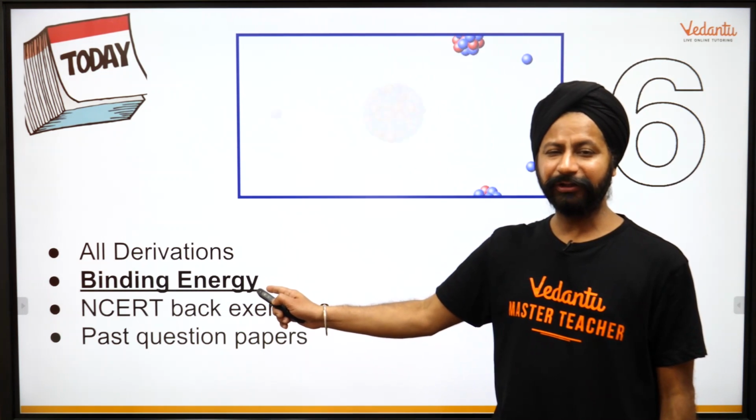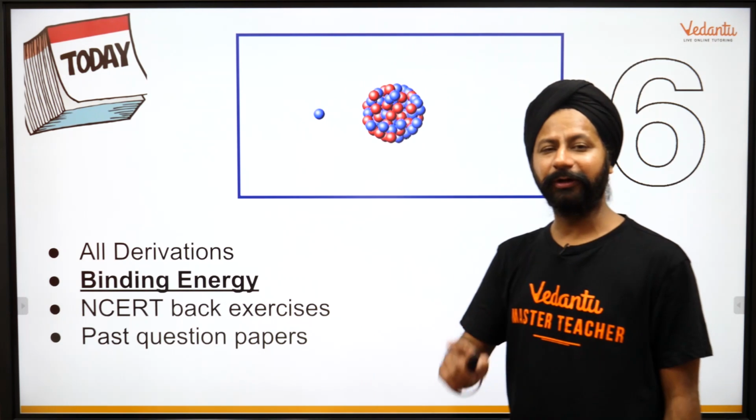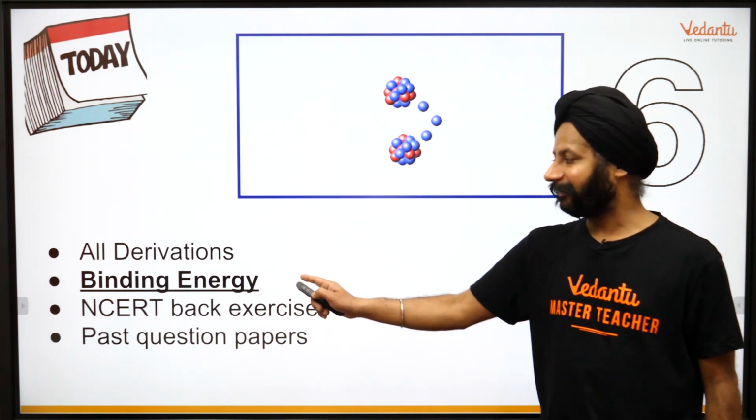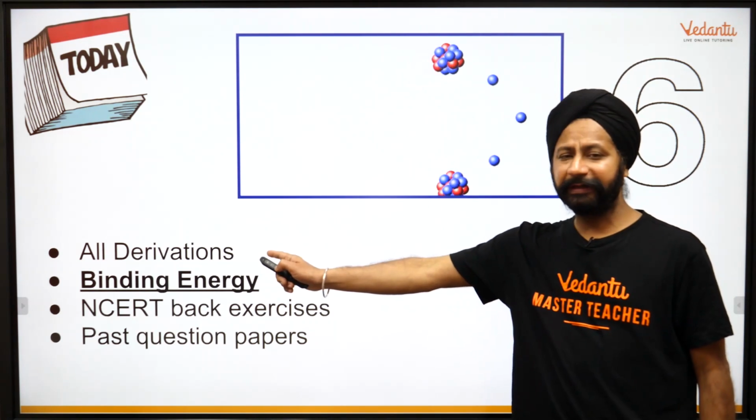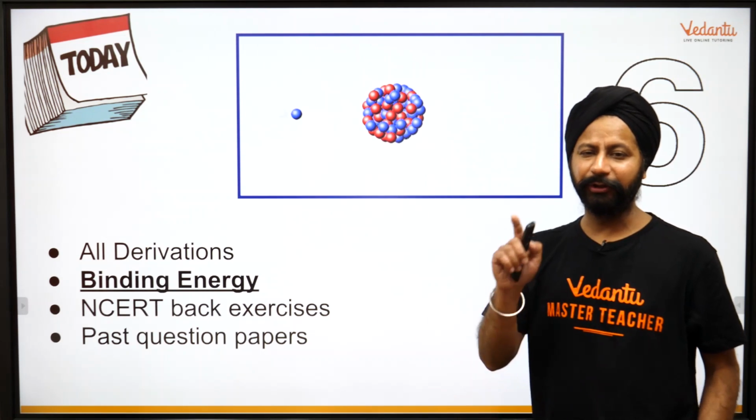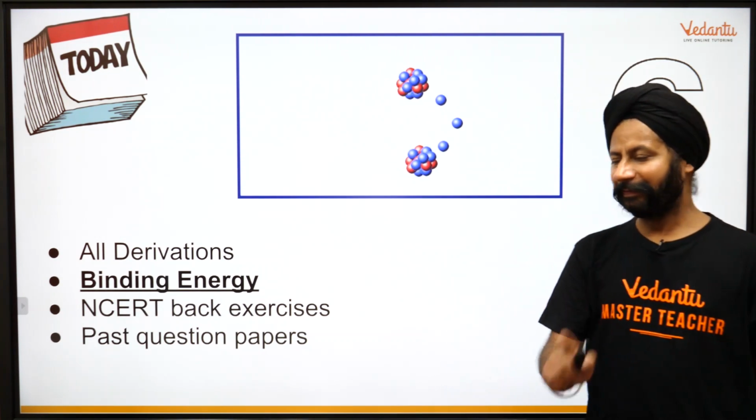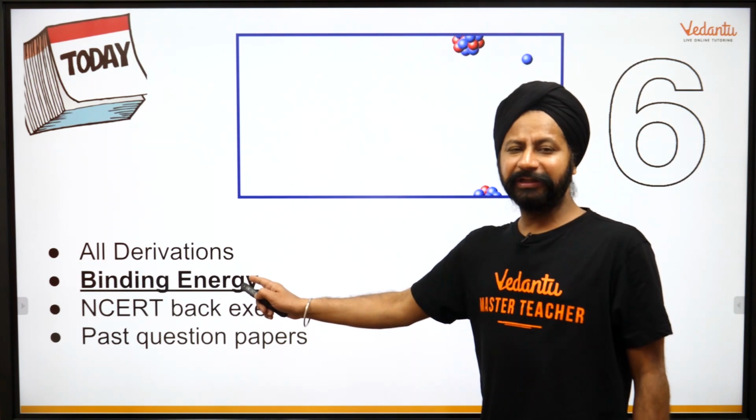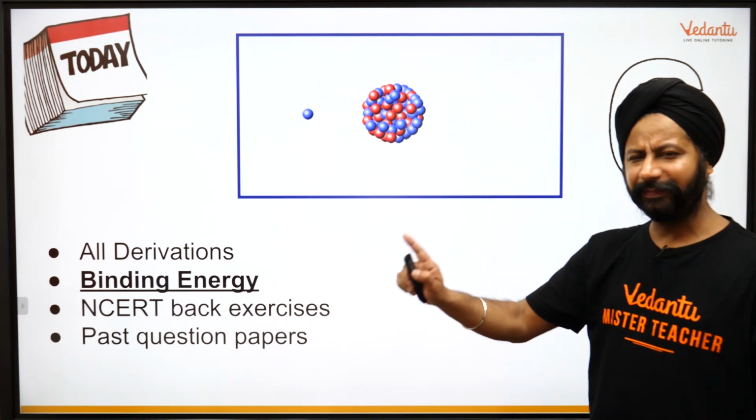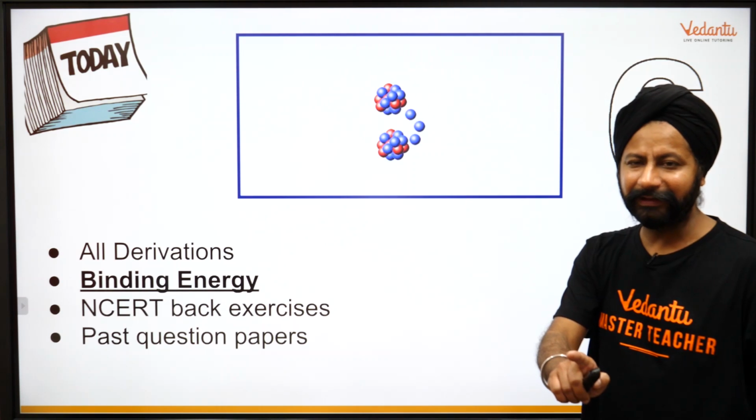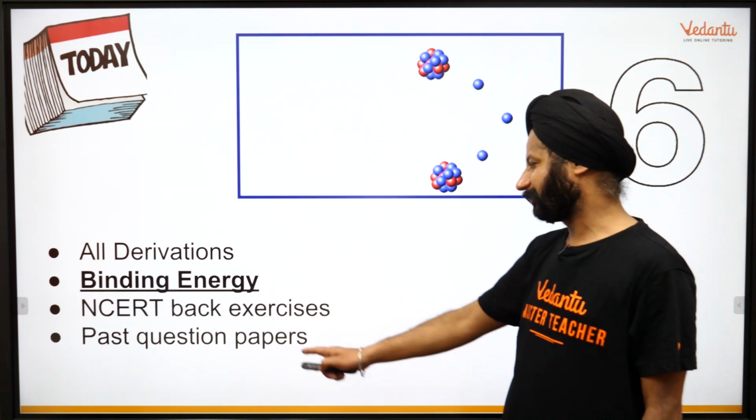So all the derivations from the NCERT books have to be done, not just for exams, but to understand physics. But from the exam point of view, all the derivations are there. Take a plain sheet of paper, you should be able to derive anything yourself, in simple words, in simple steps. Binding energy, understand it, and you get everything about the nucleus. What is binding energy? Not memorizing what that is, but understanding what binding energy is.